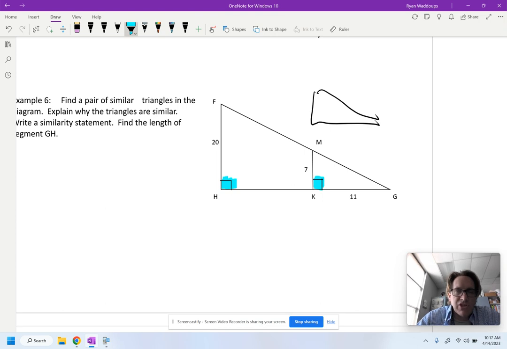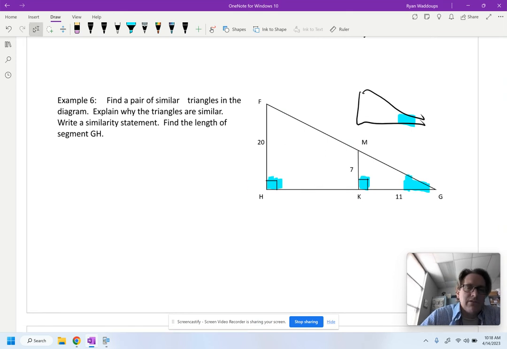There's an easier way to do this, and it's just like the one before. This angle here is congruent to itself, and that's this angle in the smaller triangle, and it's also the same angle for the larger triangle. And so right there we've got angle, angle. That's all you need to show that these are similar.